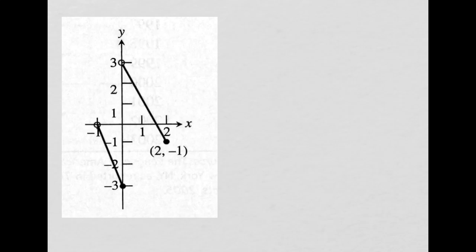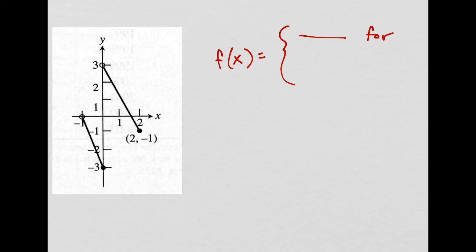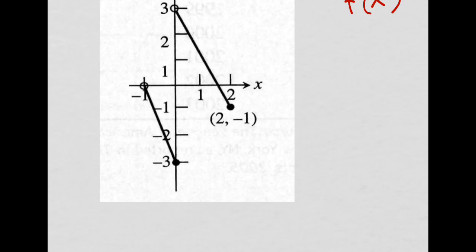So that means my piecewise function is going to be f of x equals, I'll do a curly brace, and I'm going to have one piece for this, and then another piece for that. So pretty much, I'm just going to find an equation for this. It's just a line, so I'll find an equation for that line, and then also I'll write the domain. So whatever that equation for that line is, and then the domain would be just the x values from negative 1 all the way until 0.